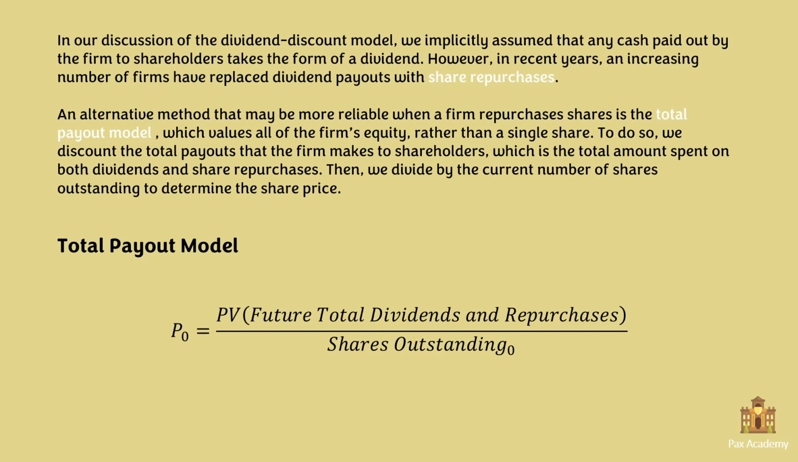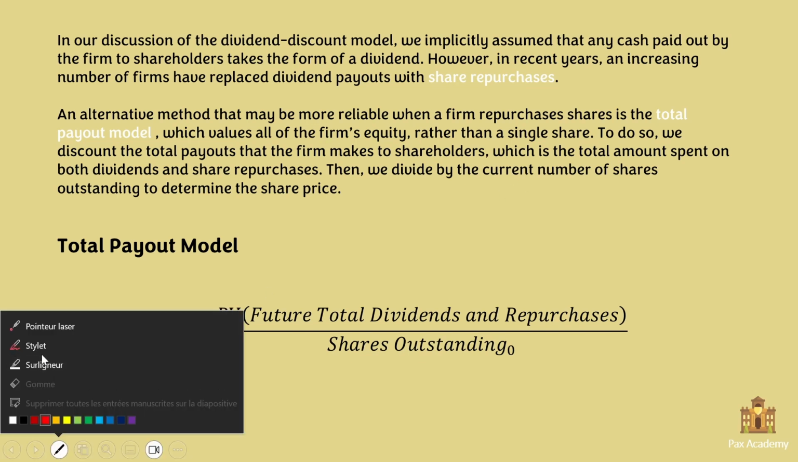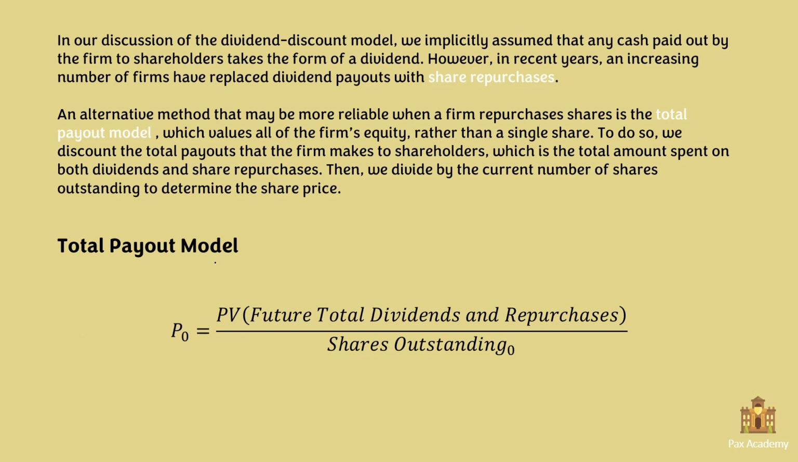To do so, we discount the total payouts that the firm makes to shareholders, which is the total amount spent on both dividends and share repurchases. Then we divide by the current number of shares outstanding to determine the share price. Compared to the dividend discount model, where we only talked about dividends, firms can also do share repurchases. And so a more reliable model to find the fair price of a share might be the total payout model, in which we take into account both dividends and repurchases.